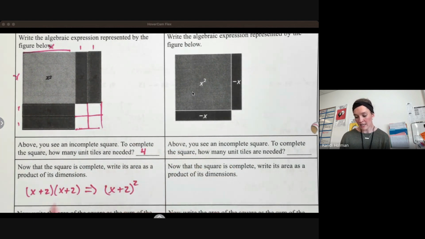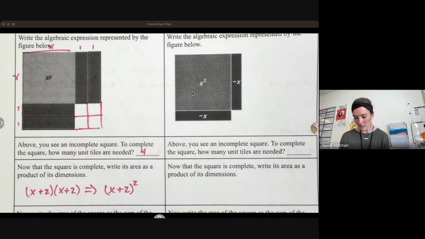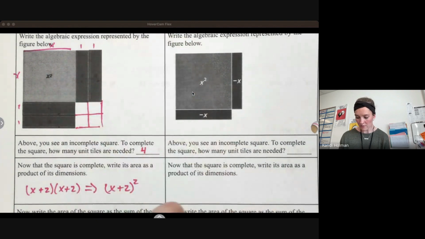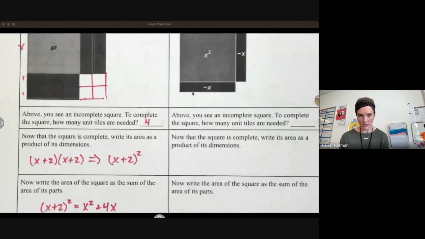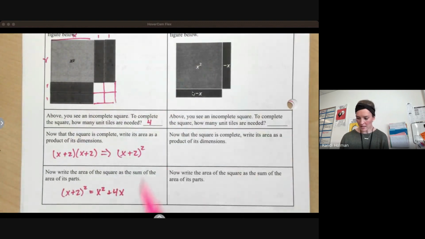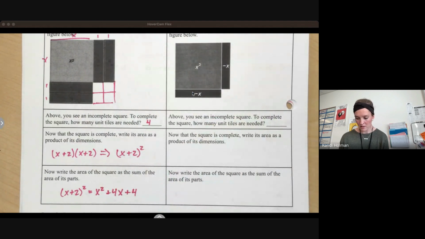Okay, so we could write that as x plus 2 squared, but it's also the same as the sum of its parts. So its parts here are x squared, this guy, 1, 2, 3, 4, 4 x's. Oh, you can't see that. Can you see both of these at the same time? Let's zoom in a little bit. And then plus those 4 that we put down here.